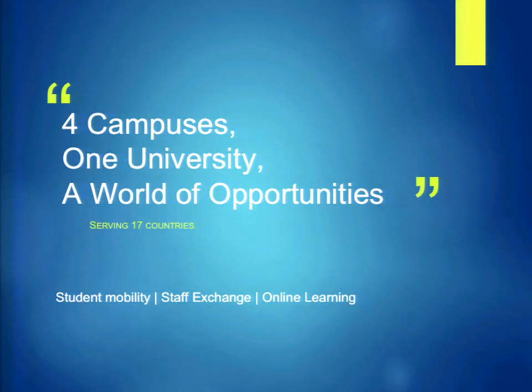Our geographic stretch does provide some challenges in trying to represent ourselves as one university instead of four campuses serving 17 countries. While we're working towards seamless staff and student mobility, moving from one campus to the next, and also offering an extensive selection of online courses, the web teams also face a challenge of presenting ourselves as one face to the rest of the world.